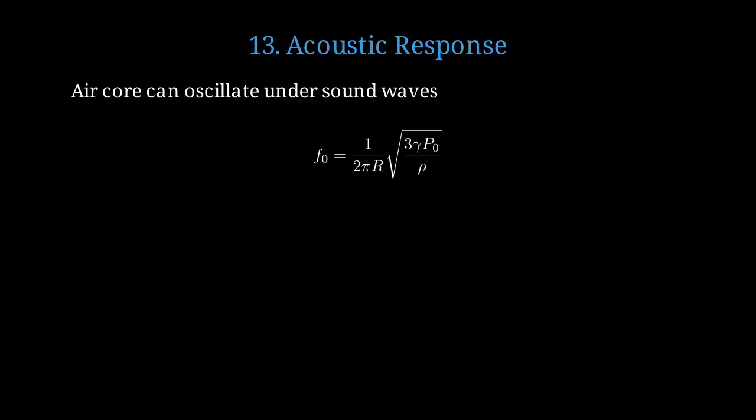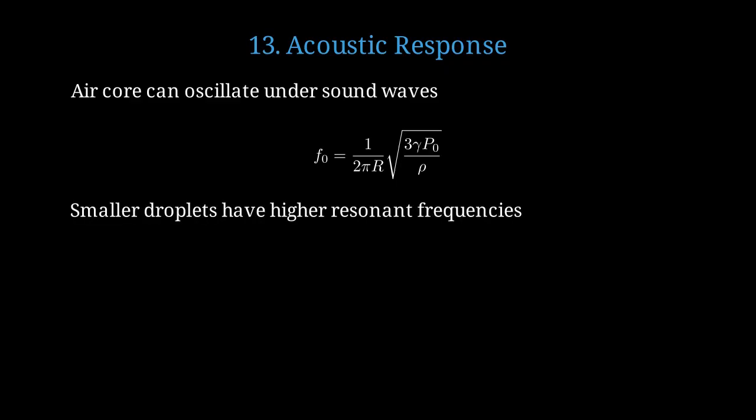Inverted droplets respond uniquely to acoustic waves due to their compressible air cores. The air core can oscillate and resonate when subjected to sound waves. The resonant frequency equals 1 over 2 pi r times the square root of 3 gamma p0 over rho. Smaller inverted droplets oscillate at higher frequencies than larger ones. This property makes inverted droplets useful as ultrasound contrast agents in medical imaging.